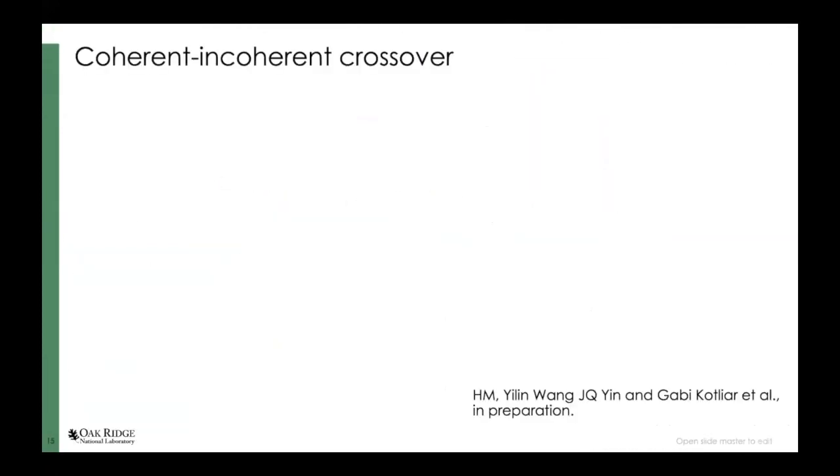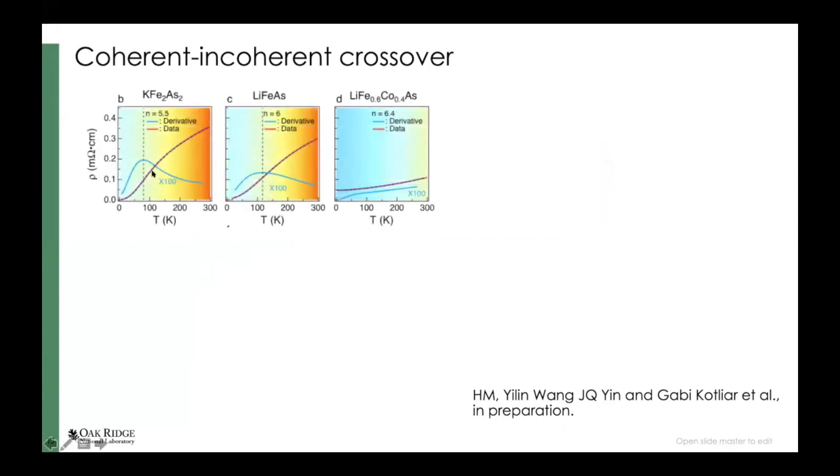The second topic that we are trying to study is the coherent and incoherent crossover. That's what I just showed you in previous slides, where the resistivity goes from coherent or Fermi liquid-like to incoherent or saturation. Here I just show you three typical measurements: one is potassium iron 2 arsenic 2, lithium iron arsenide, and the cobalt-doped lithium iron arsenide. And you do see at low temperature for potassium iron 2 arsenic 2, you have Fermi liquid behavior, but at high temperature, you start to saturate.